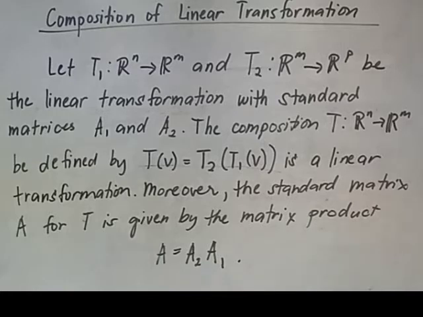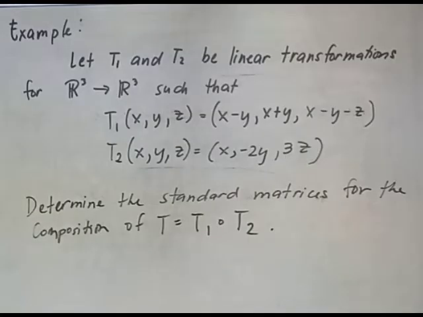To further understand this, we're going to have an example. For example, let T sub 1 and T sub 2 be linear transformations from R3 to R3 such that T sub 1 of x, y, z equals x minus y, x plus y, and x minus y minus z, and T sub 2 of x, y, z is equal to x, -2y, and 3z. First, we are going to determine the standard matrices for the composition of transformations T sub 1 of T sub 2.